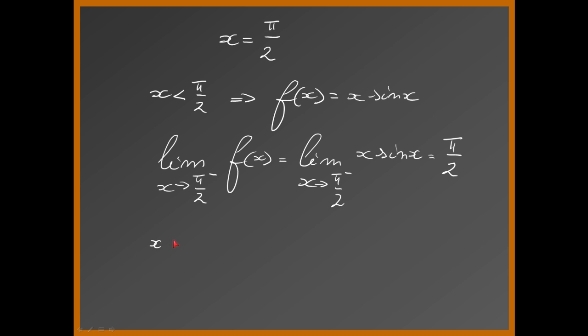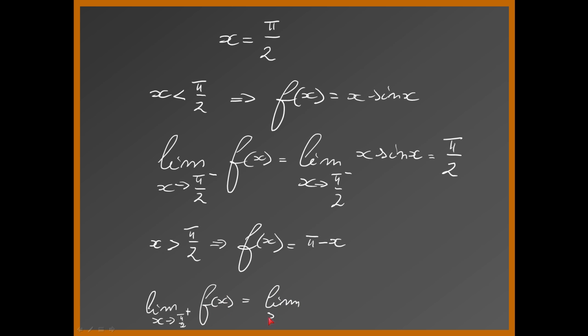When x is greater than pi over 2, the function f of x will be equal to pi minus x. This means that the limit as x approaches pi over 2 from the right of f of x equals the limit as x approaches pi over 2 from the right of pi minus x, and this equals pi minus pi over 2, which is pi over 2.